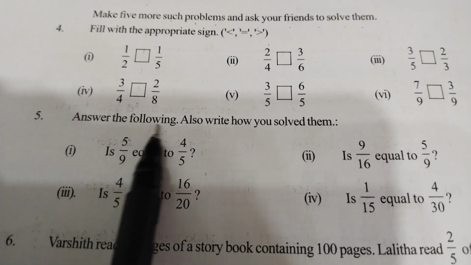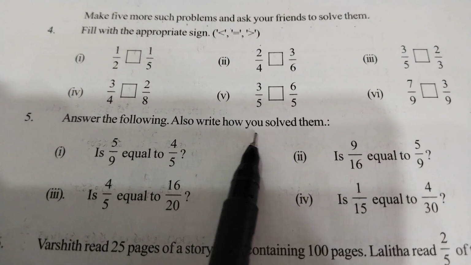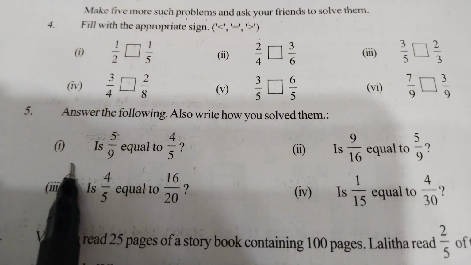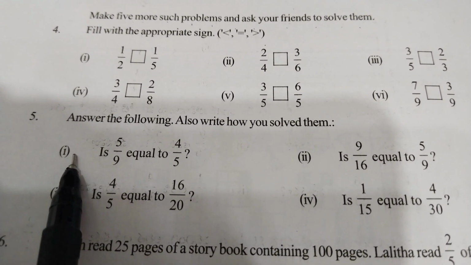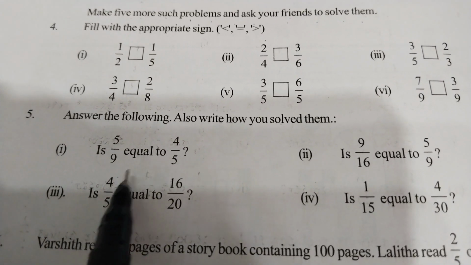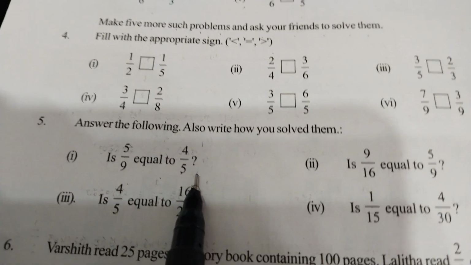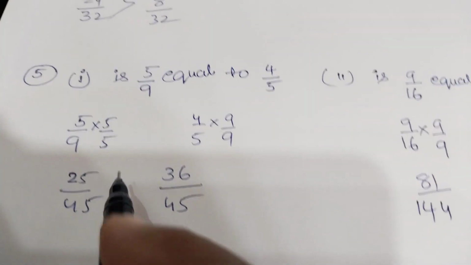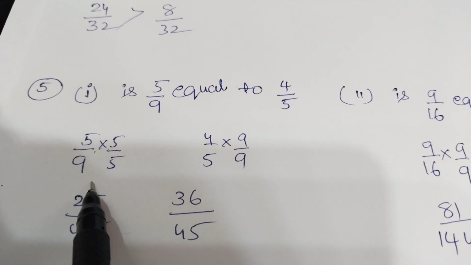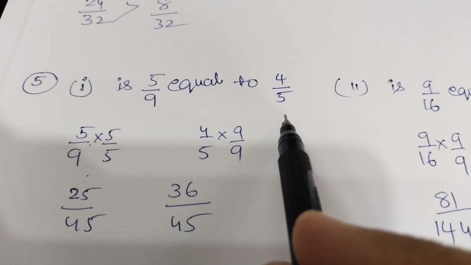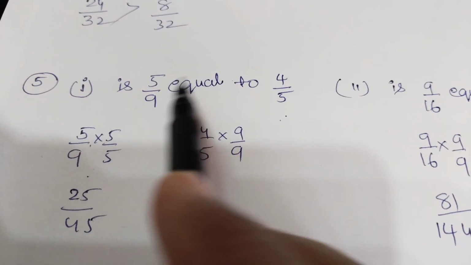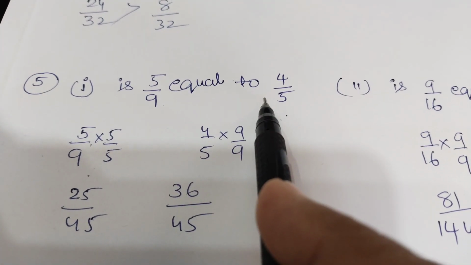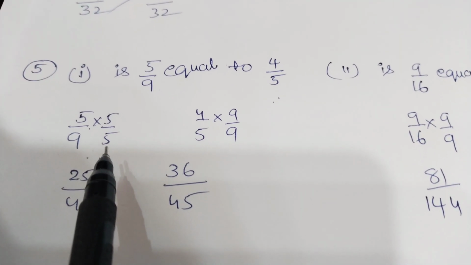So next question, the 5th question: answer the following, also write how you solved them. For the 5th problem, the first question is: is 5 by 9 equal to 4 by 5? This is the question. So we are going to solve it with a simple technique. 5 by 9 compared with 4 by 5. These two fractions are unlike fractions.